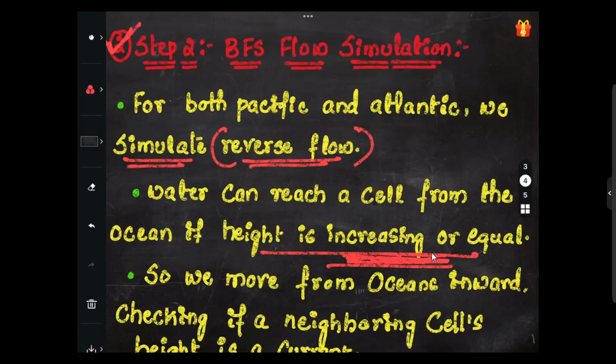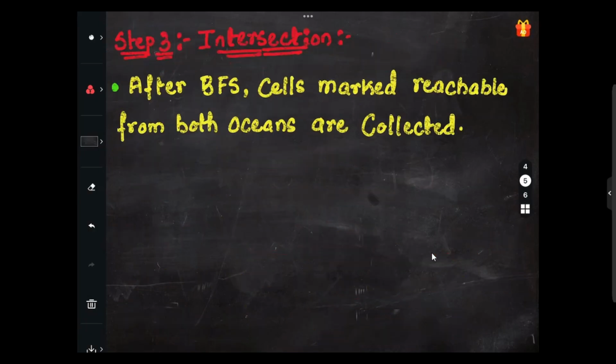So water can reach a cell from the ocean if height is increasing or equal. So we move from the oceans inward, checking if the neighboring cell's height is correct. This is fine, you don't have to completely know this theory; when we write the code, you'll understand this clearly. So the intersection part here: after BFS, cells marked reachable from both oceans are collected. In our case, what were the cells basically?